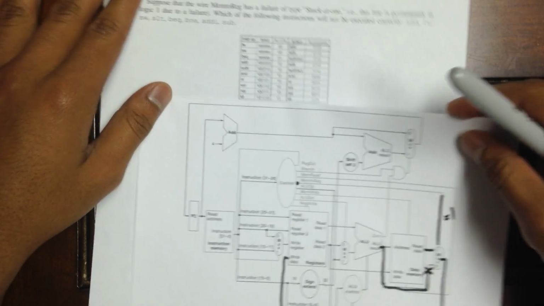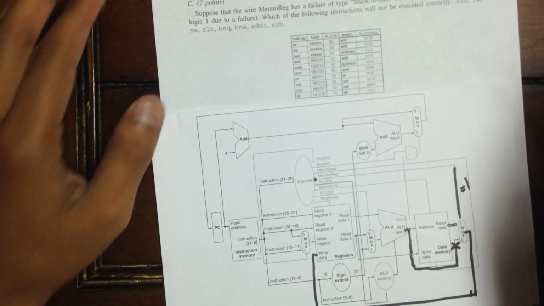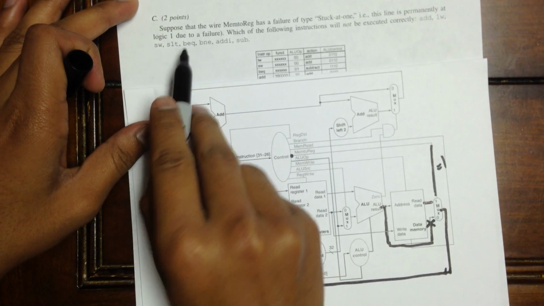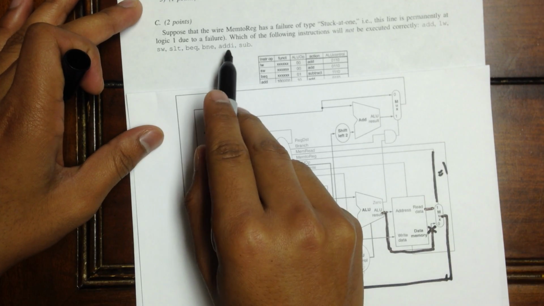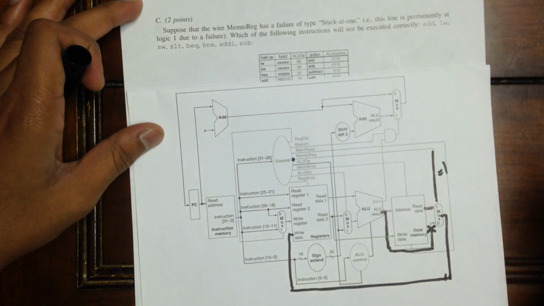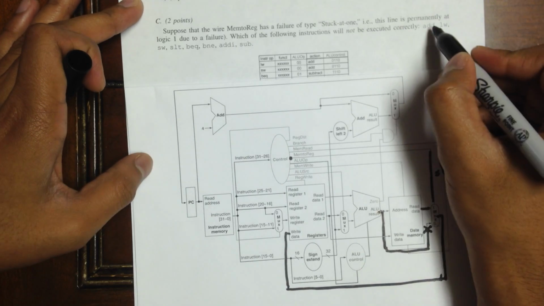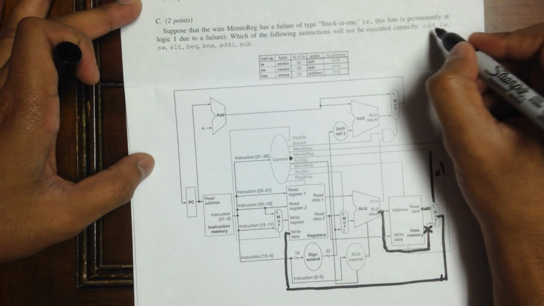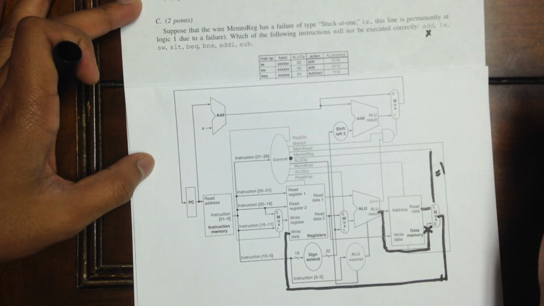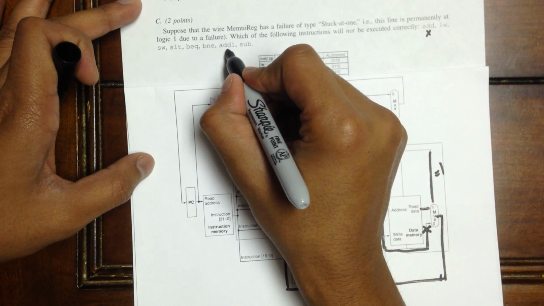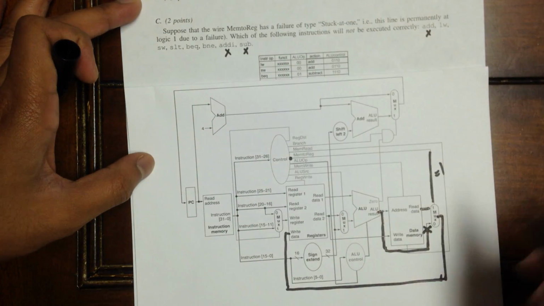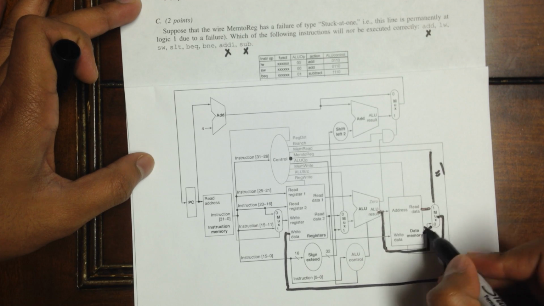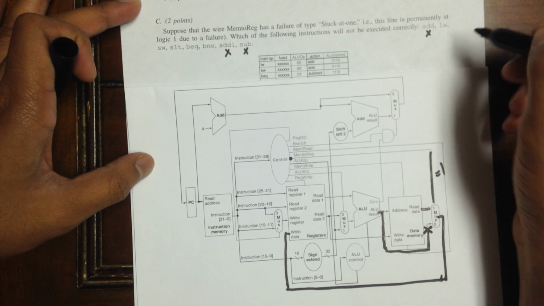So let's go through the functions they have. They have add, load word, store word, SLT, BEQ, BNE, add immediate, and subtract. So we know that add uses the result of the ALU and stores it in. So add is not going to work. And similarly for add immediate and subtract, they all use the ALU result and they can't get through this multiplexer. So that's not going to work.